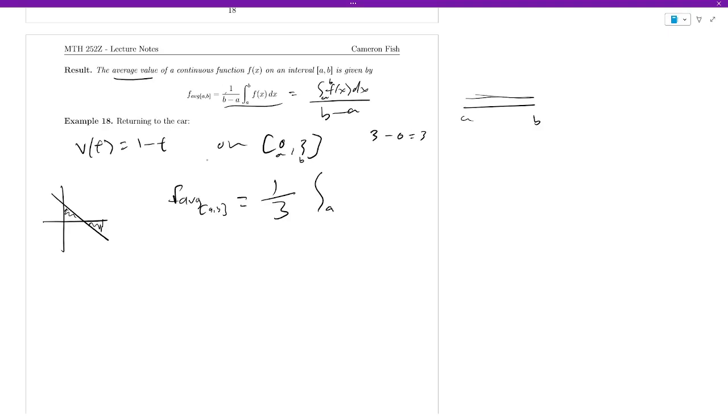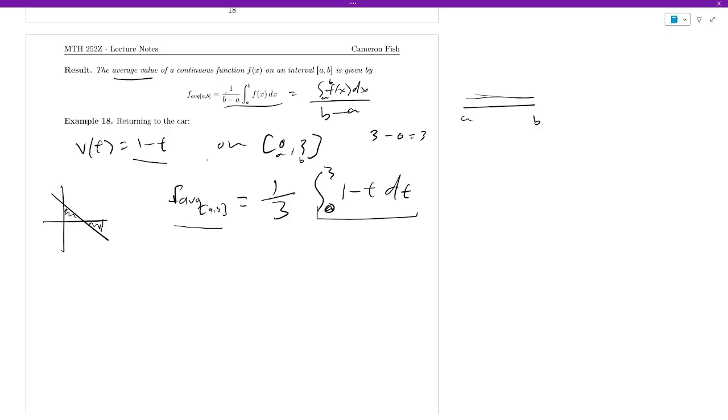And then I just do the integral from 0 to 3 of f. Our particular function is v, which we know is 1 minus t. Cool. So as long as we can get the value of this integral, then our final answer is just that number divided by 3.